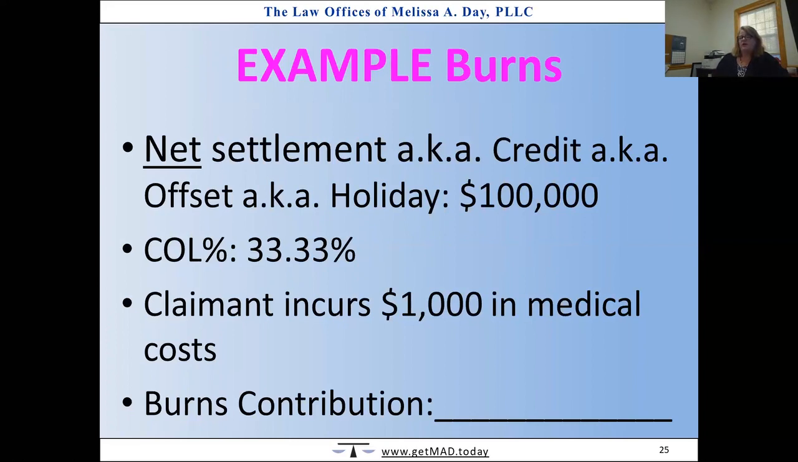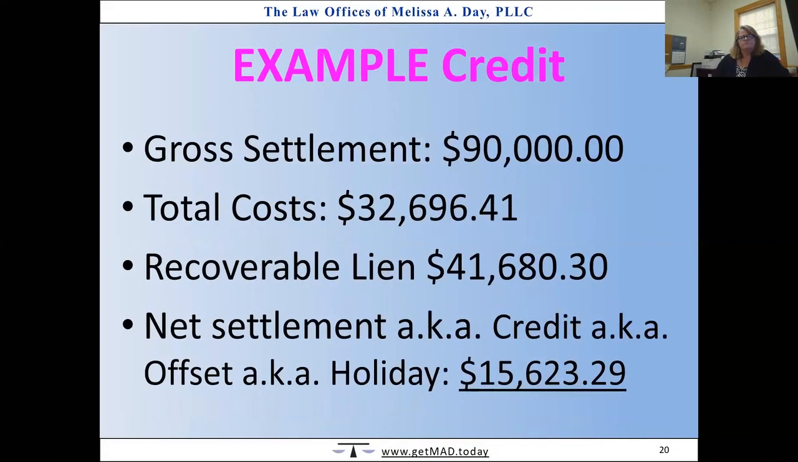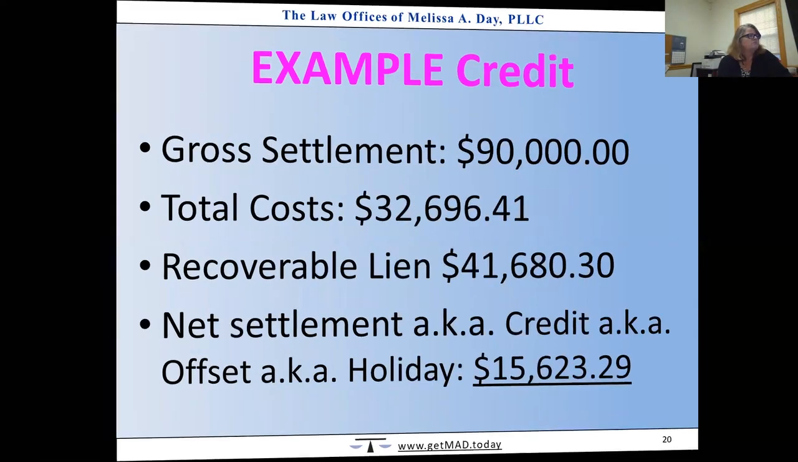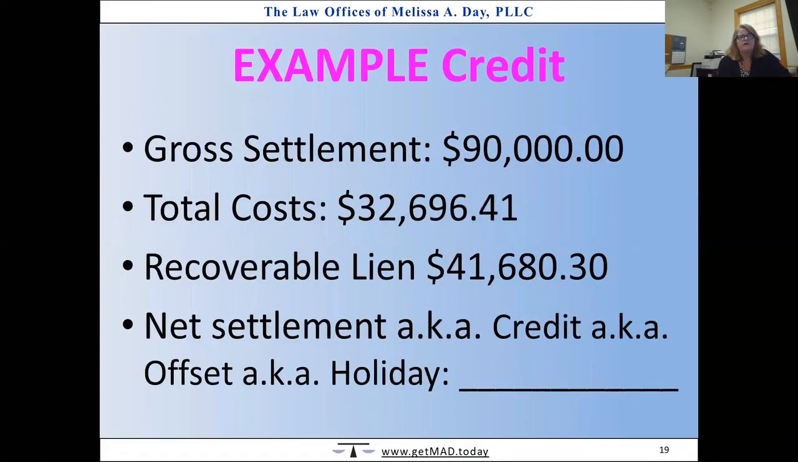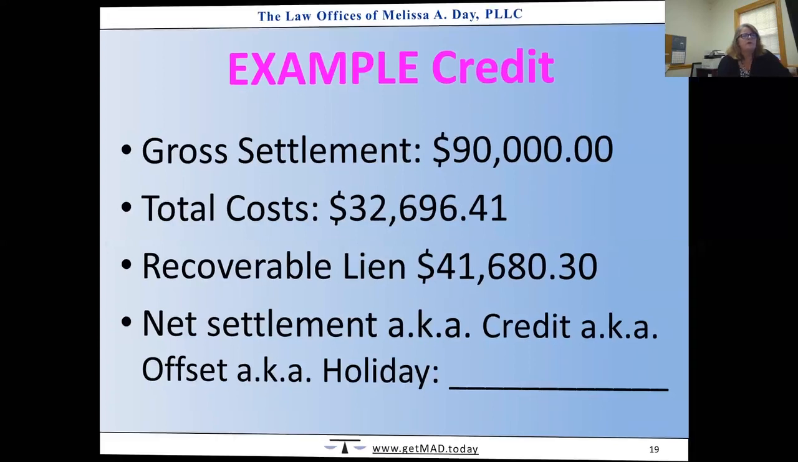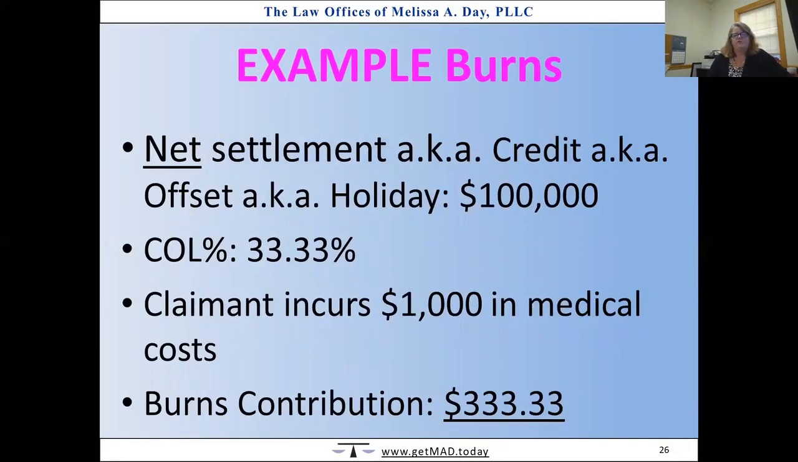So because there is a credit, you're not going to have to pay the $1,000 in medical treatment because you have a credit, but you will need to pay for the costs incurred in obtaining that credit. So what will the Burns contribution on a $1,000 credit be? I'm sorry, I jumped to the wrong spot in the presentation. I'm using the presenter view, which is for the first time.